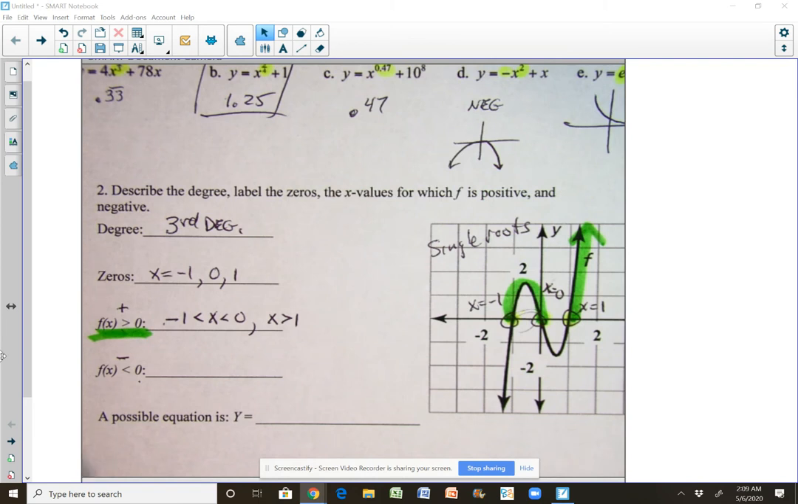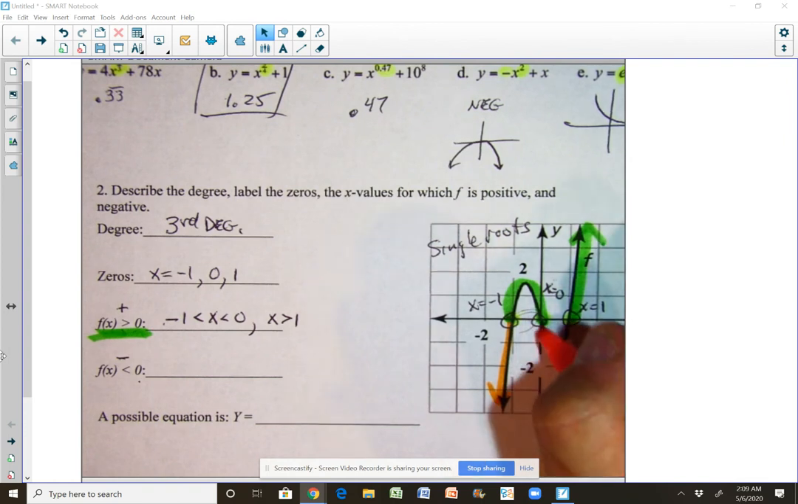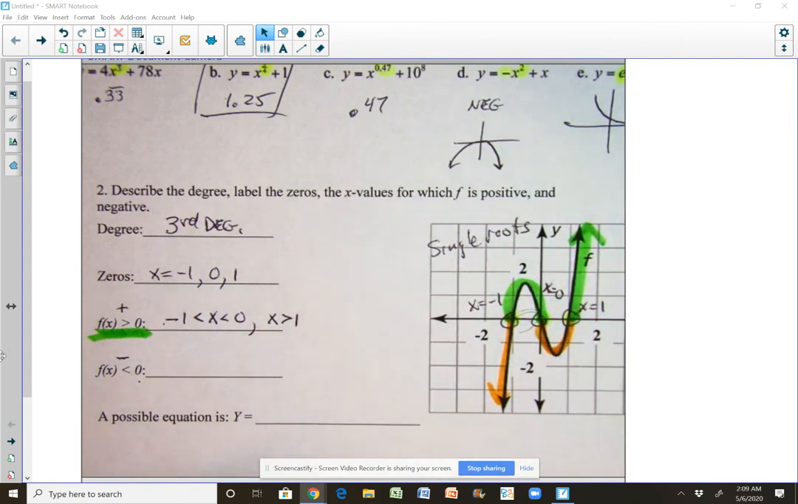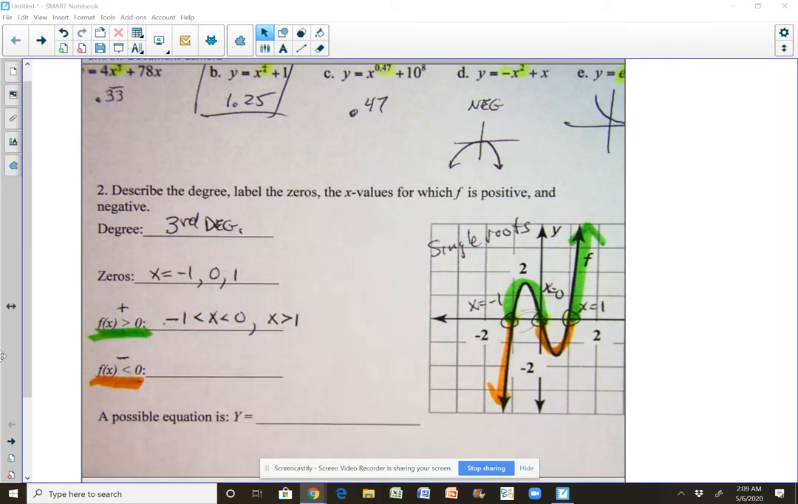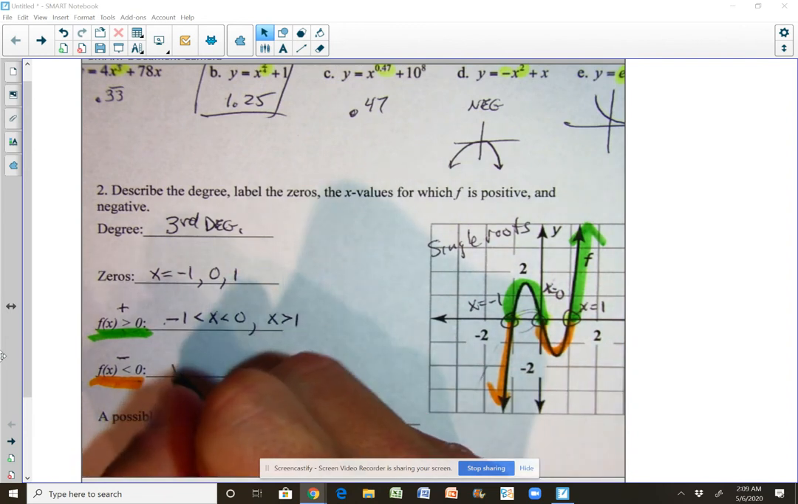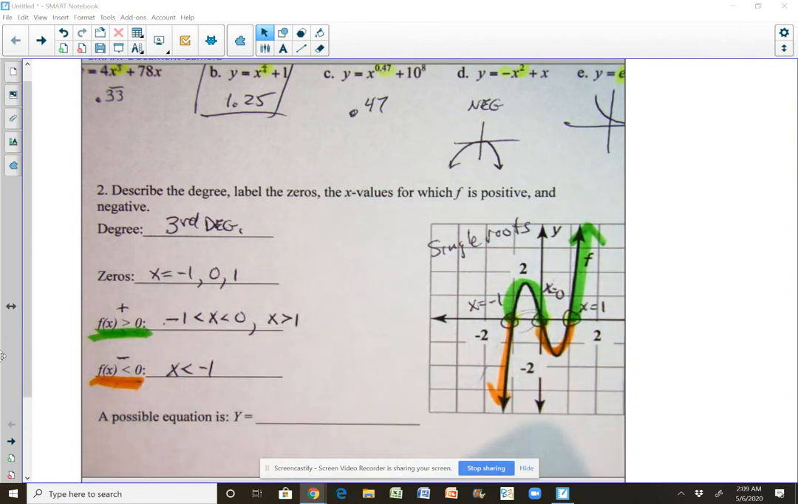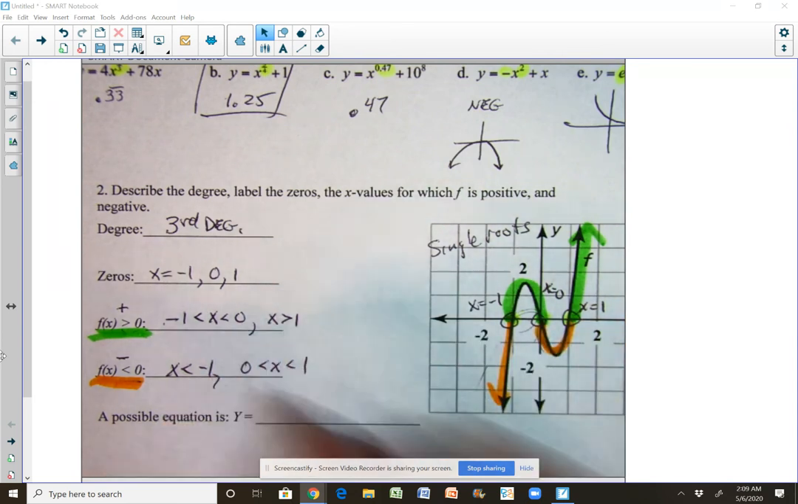In the less than 0 category, that's everything below the x-axis. That's going from here and also there. So if we wanted to write out those 2, we'll do that in orange right there. So these 2 intervals would be everything less than -1 for x, so x less than -1. And also we have this little interval here between 0 and 1. So everything also between 0 and 1. So those would be your 2 intervals for where it's negative.